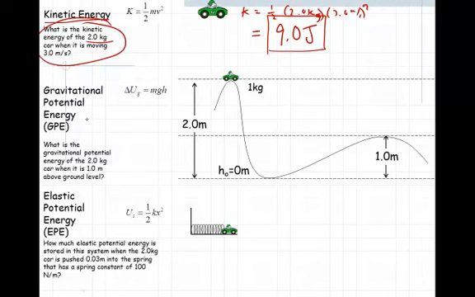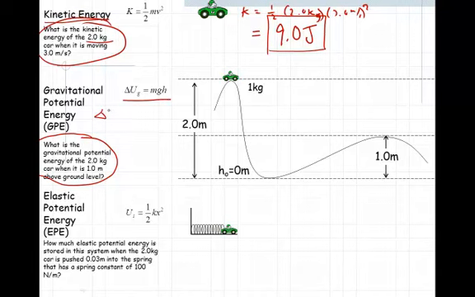Gravitational potential energy, again, is the energy stored in a system of masses as a result of the relative positions to each other. In our case, our system normally includes the Earth. So if we've got one object, we're going to compare its gravitational potential energy to the Earth's. Or in other words, we will use the Earth as part of that system. Now, this particular question says, what is the gravitational potential energy of the 2 kilogram car when it is 1 meter above ground level?